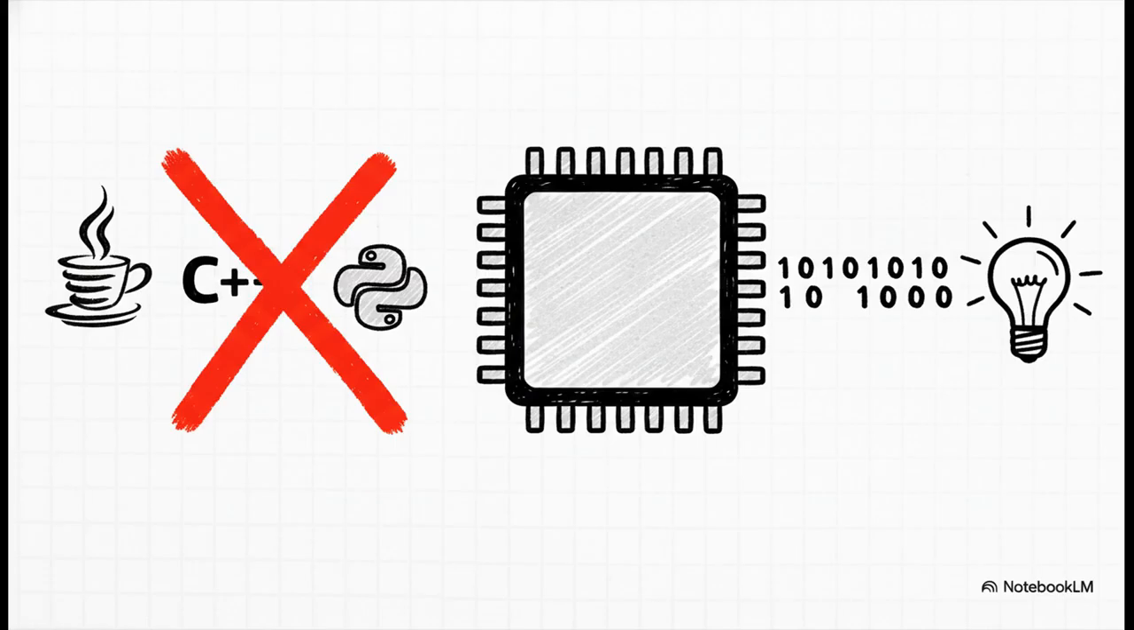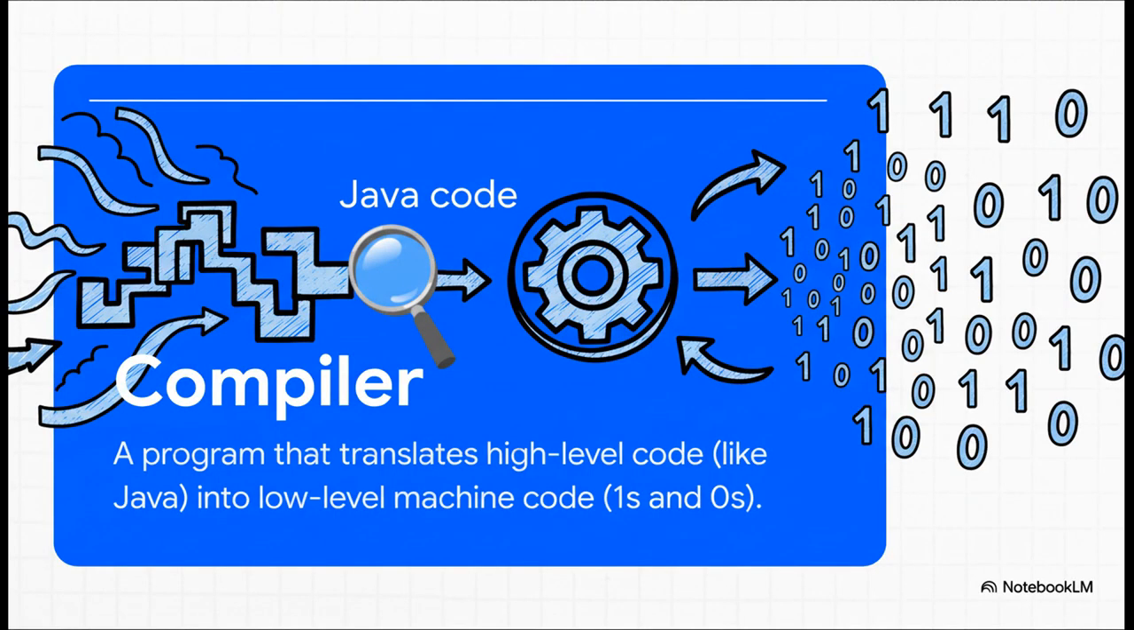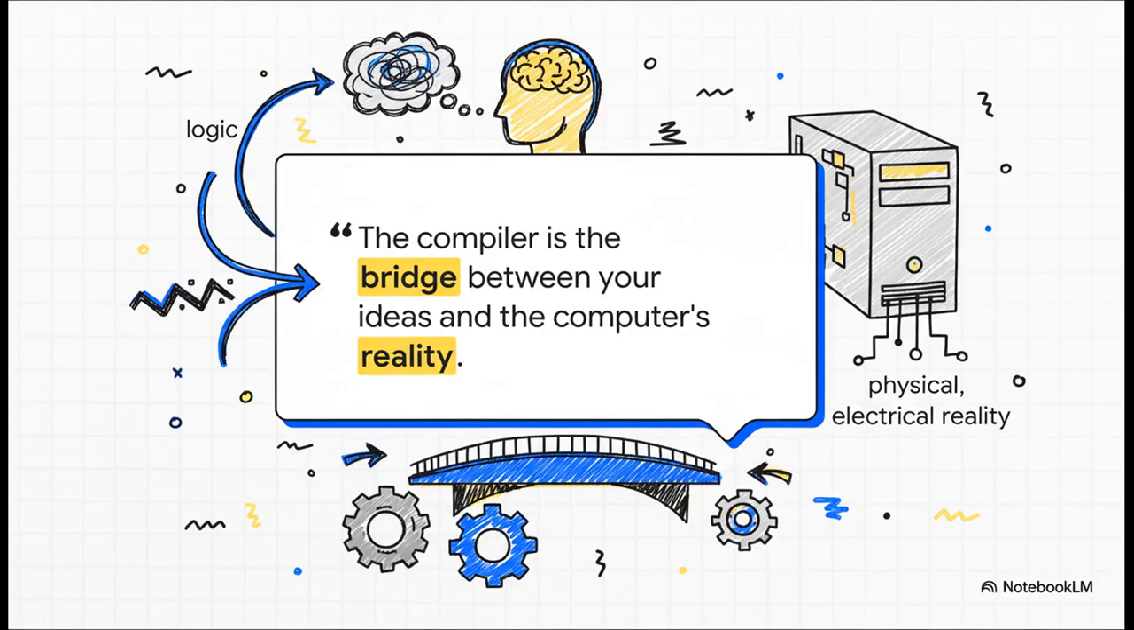This is what's known as machine code. So how in the world do we get from our nicely written Java code all the way down to those raw ones and zeros? Well, that is the job of the compiler. The compiler is a special program that does this one final massive translation. It takes our entire Java program and converts it into the machine code that the processor can actually understand and execute. I love this way of putting it. The compiler really is the final bridge. It's the thing that connects our human-readable ideas to the physical, electrical reality of how a computer actually works. Without the compiler, all of our amazing programs would just be useless text files.